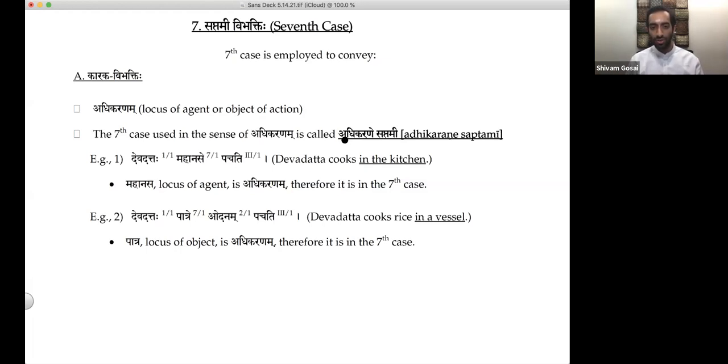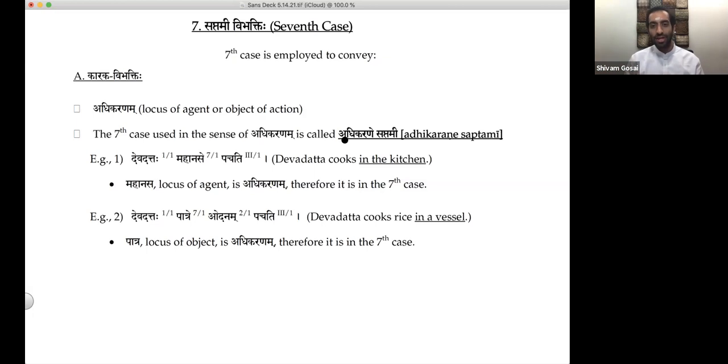Example number 1, Devadattaha mahanase pachati. Pachati means cooks. Who cooks? Devadatta cooks. Where does he cook? Mahanase. In the kitchen. So Mahanasa is the locus of the karta. Therefore, it's adhikaranam, and therefore it's in seventh case. Devadattaha patre odanam pachati. Devadatta cooks rice in a vessel. Devadatta cooks what? Odanam, rice. Where? Patre. In the vessel.